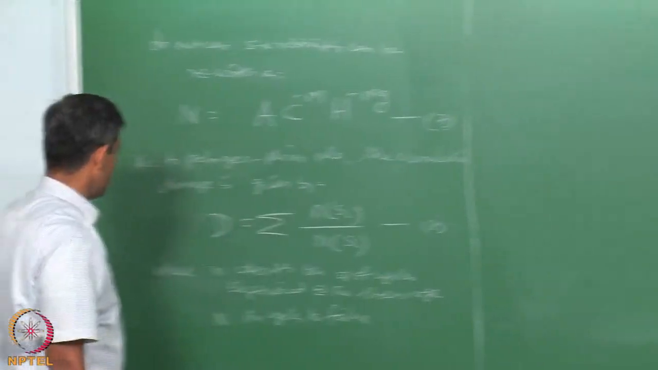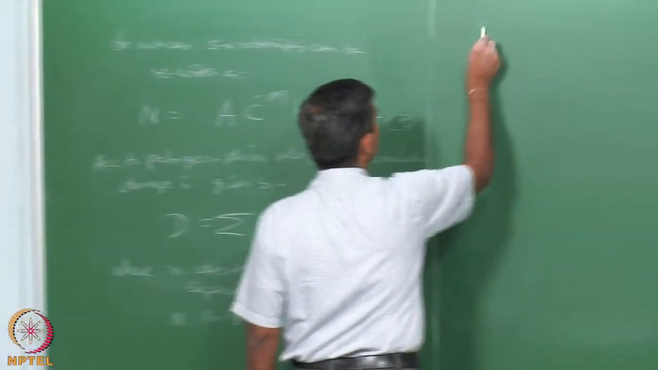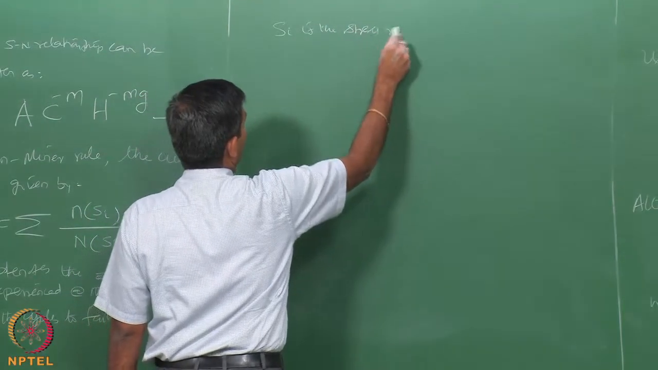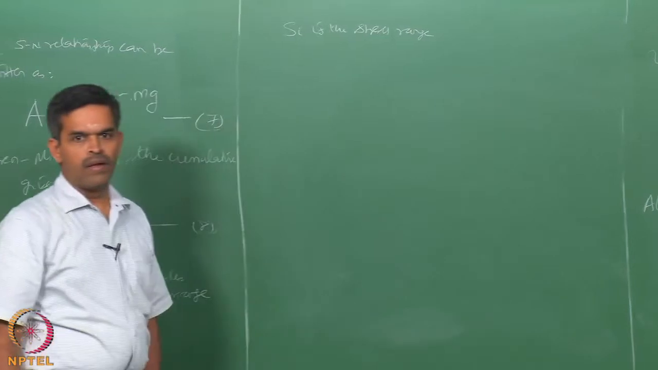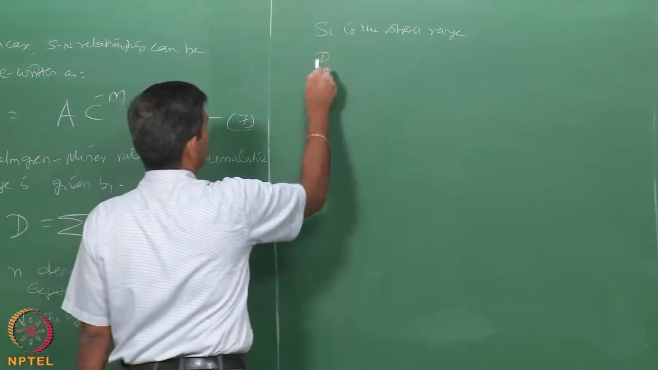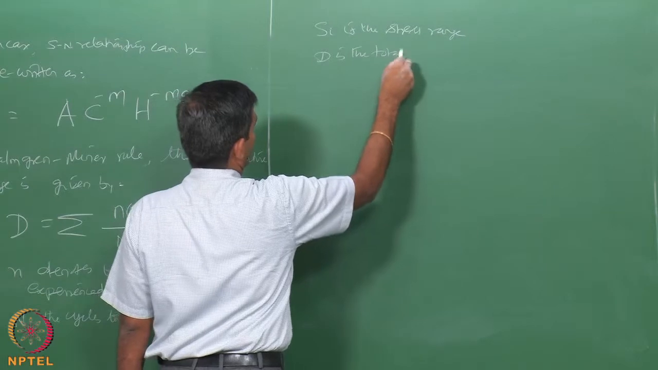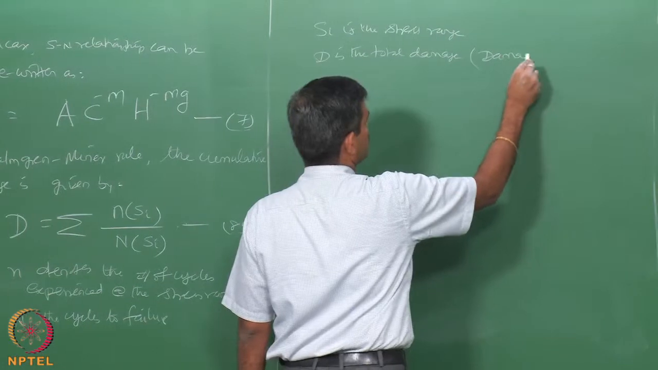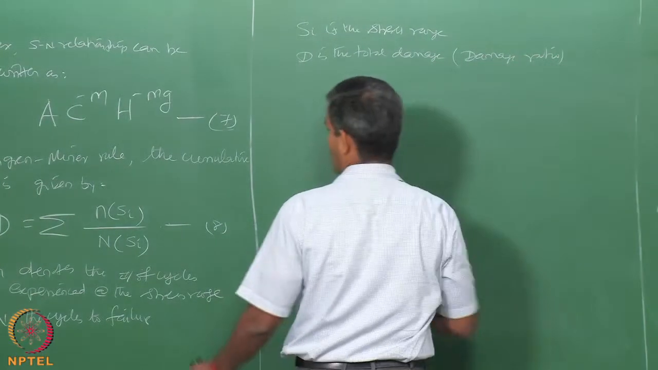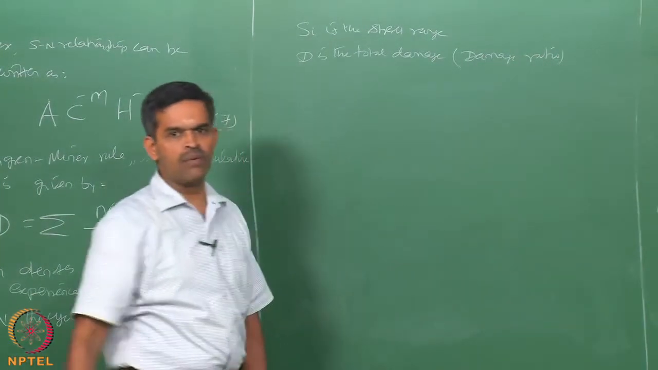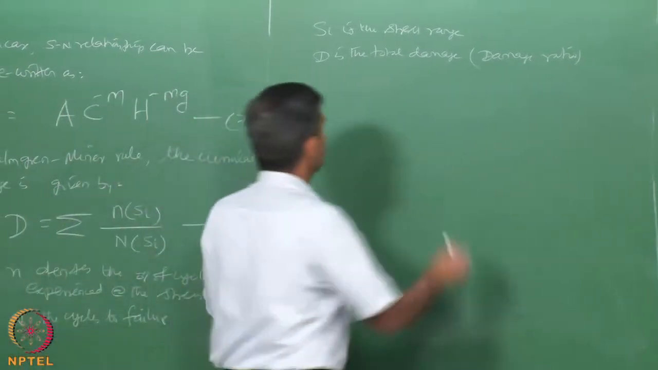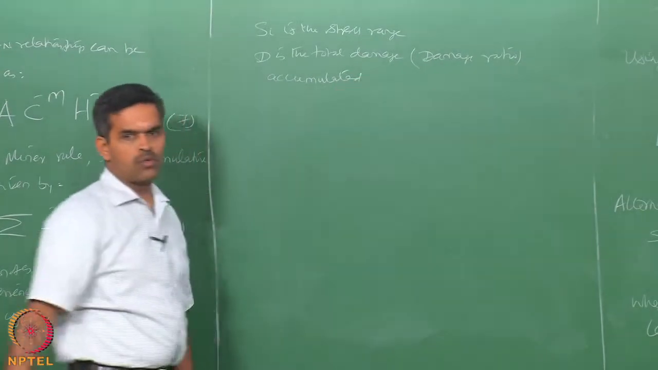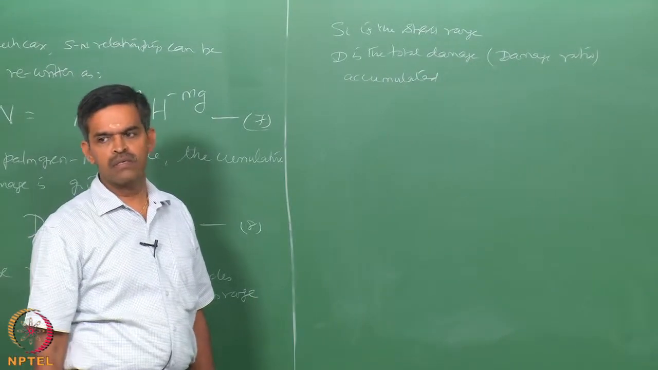So, the stress range is Si, and D is the total damage. In fact, this is also called the damage ratio, the ratio of damage accumulated due to all stress cycles experienced by the structure.